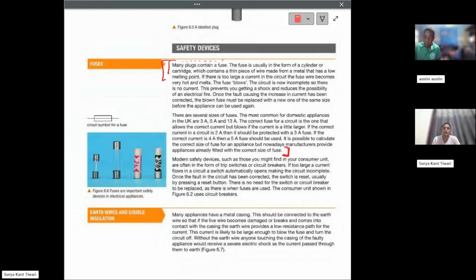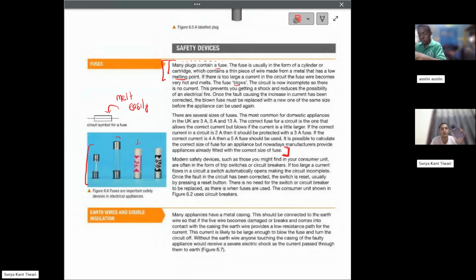Now I'll explain. Many plugs, like plugs inside the devices, contain a fuse. It is generally like this, in the form of a cylinder or a cartridge, which contains a thin piece of wire made from metal that has a low melting point. Why low melting point? So that it can melt easily. The fuse blows, or you can say the wire breaks. You know why?